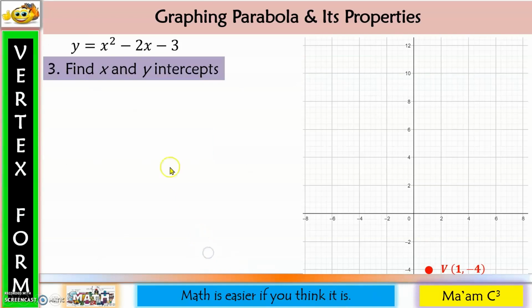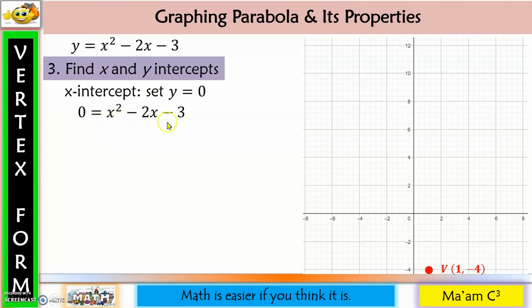Step 3. Let us find x and y intercepts. So for the x-intercept, all you have to do is set y equal to 0. So we are going to copy this, but we are going to replace y with 0. So 0 is equal to x squared minus 2x minus 3. This is a trinomial and it is factorable. The factors are x minus 3 and x plus 1. Equate each factor to 0. x minus 3 equals 0, x equals 3. x plus 1 equals 0, x equals negative 1.